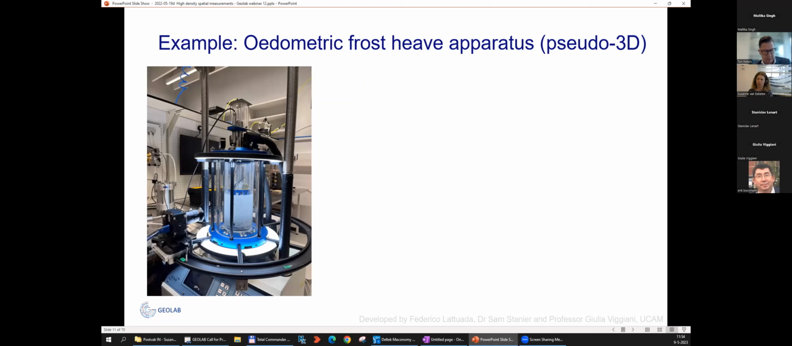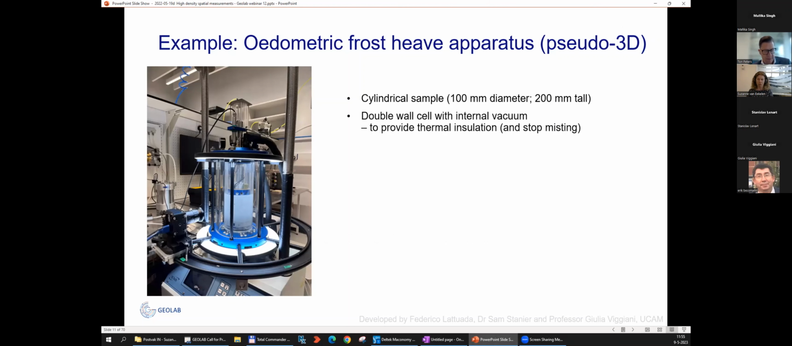One example is this oedometric frost heave apparatus. This is not really 3D, it's pseudo 3D. This is in Cambridge, and we have a cylindrical sample, 10 centimeters in diameter and 20 centimeters high. It has a double cell with an internal vacuum to provide insulation, because with frost heave the temperature is very important, and to prevent condensation occurring on the glass. That means there will be a very low temperature at the bottom of the sample and a higher temperature at the top, and then we see that the sample increases in height and ice lenses can occur. And when we thaw, the opposite happens.